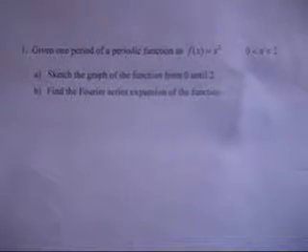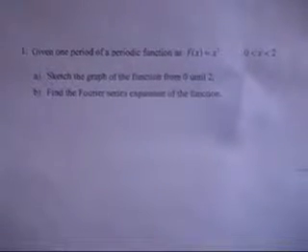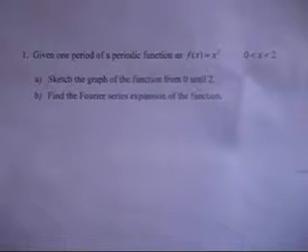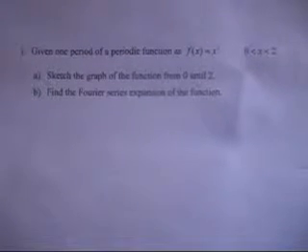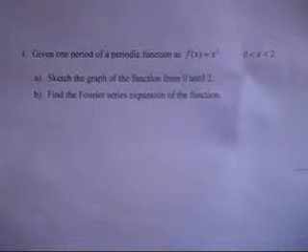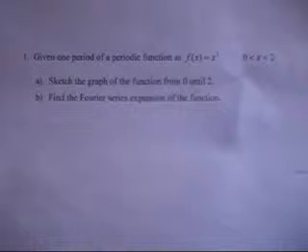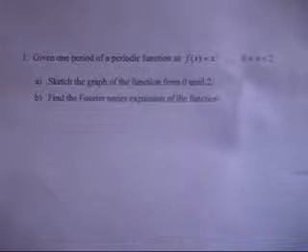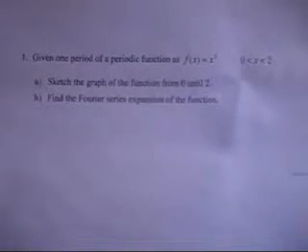Okay, this is my assignment for question 1. Given one period of a periodic function as f(x) equal to x squared, and the limit is 0 until 2. Question A. Sketch the graph of the function from 0 until 2. For this question, I will draw a graph of x squared first, and then I will draw the graph of the function from 0 until 2 so you can understand better. And question B, I will explain later in the next recording.